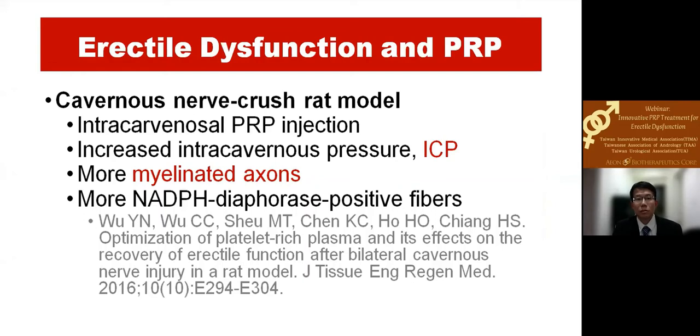One of them was conducted in 2016. It is the cavernous nerve crush rat model. The rat cavernous nerves were damaged bilaterally, and the investigators injected PRP into the penis, into the corpora cavernosa. They found that after the injection, there was increased intracavernous pressure, more myelinated axons, and more NADPH diaphorase positive fibers in the injected rats.